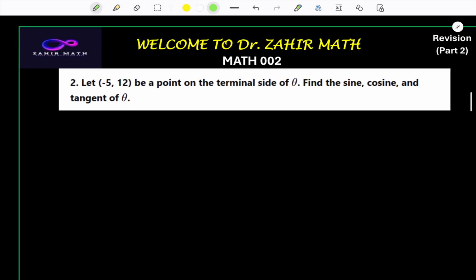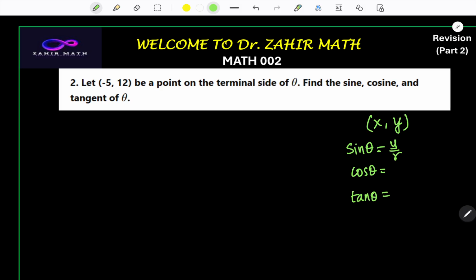The next question is negative 5 comma 12 is a point on the terminal side of theta. So they are asking sine, cosine, tangent. Before going to this question, I'll give you the formula. Suppose there is a point x comma y. Okay, it is given. Then what is the formula to find sine theta? What is the formula to find cosine theta? And what is the formula for tan theta?